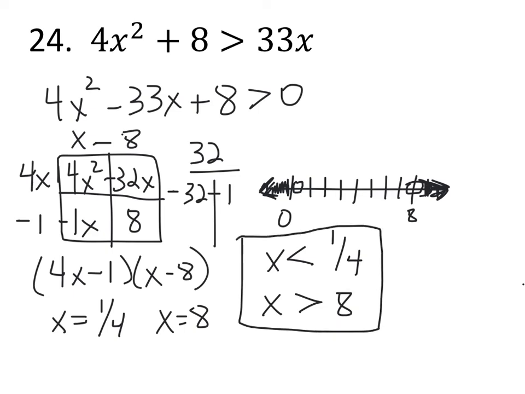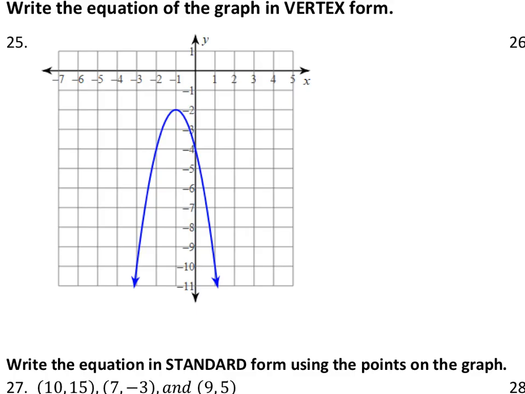And that's it. All right, so for the next problem, we are writing the equation of the graph in vertex form. So we need to find the vertex. And so we find it to be right here. And then we need to find another point as well on our graph. So I'm going to use the y-intercept. And from those 2 points, I'm going to write my equation in vertex form.